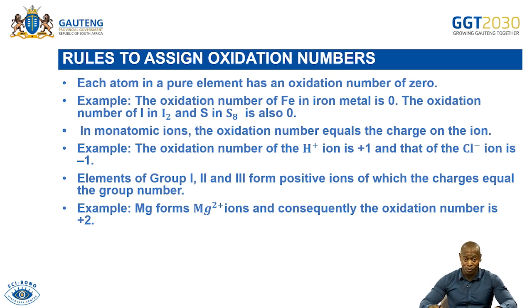So that is very, very important, okay? So each atom in a pure element has an oxidation number of 0. For example, the oxidation number of iron in iron metal is 0. The oxidation number of iodine in an iodine molecule is also 0. And then the oxidation number of sulfur in S8 is also 0.